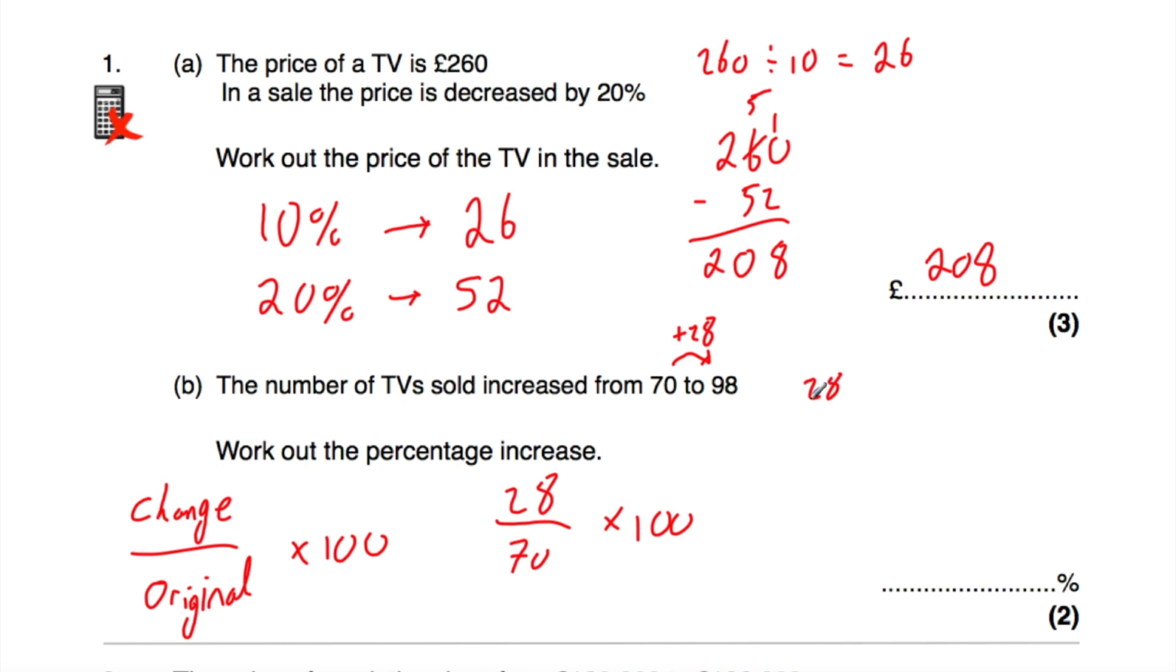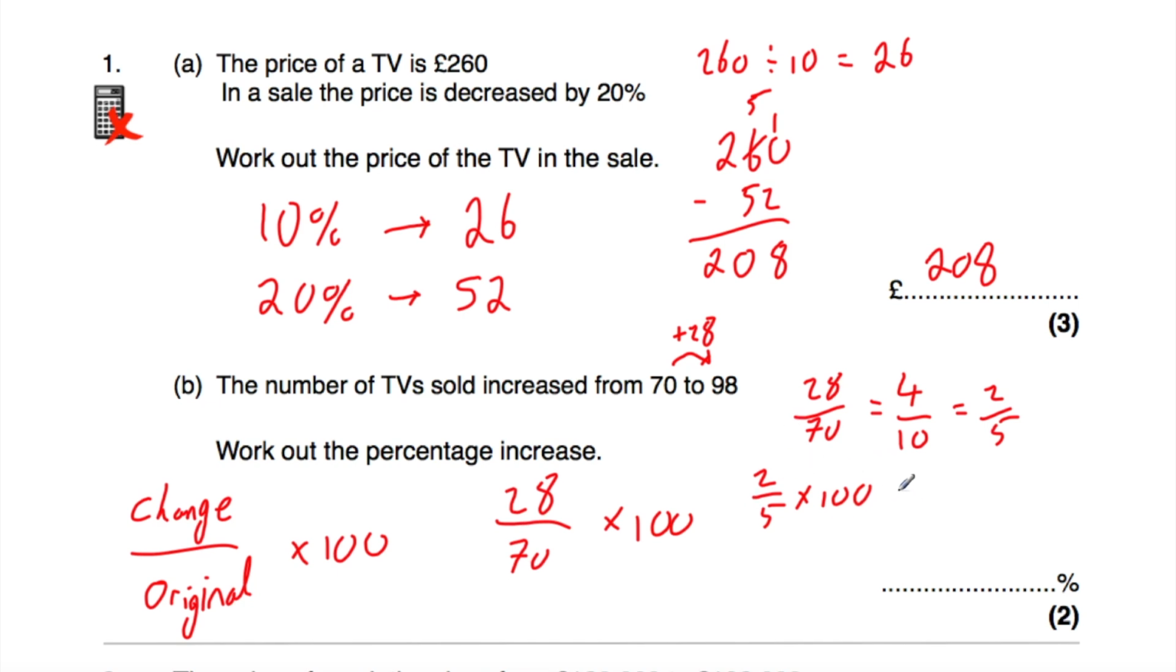We've got 28 over 70. If we simplify this, both of these numbers are divisible by 7. If we divide them both by 7, what do we get? 28 divided by 7 is equal to 4, and 70 divided by 7 is equal to 10. So that's 4/10. Now you could cancel down again to get 2/5. So 28 over 70 is equal to 2/5, and we're now going to work out 2/5 times 100.